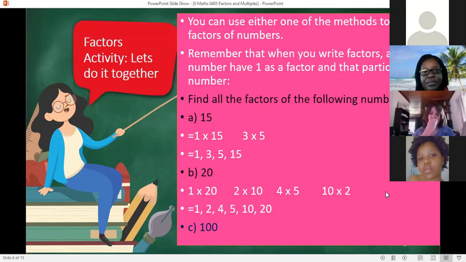I don't know if Akani still wants to answer. We can unmute Akani, and then Akani, you find the factors of 100 for us. Akani, are you there? Yes, ma'am. It's 1 times 100. Yes, 1 times 100.